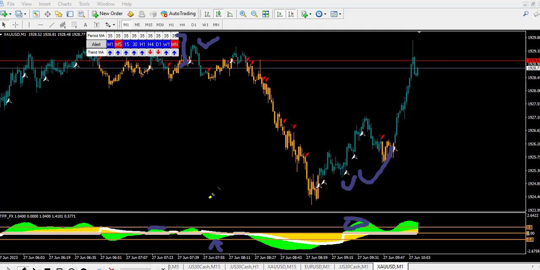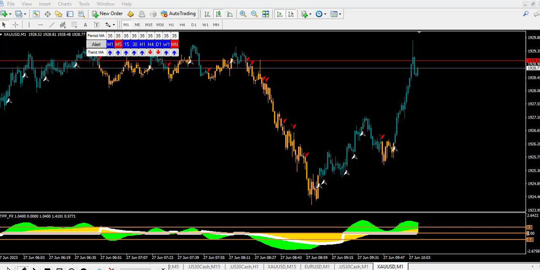But if you are an aggressive scalper, then you can use it once it's changed to lime color, either below or above, then you can take your trade. If you are a conservative trader, make sure you allow it to be above 0.8 for a buy and minus 0.8 for a sell before you take your trade.